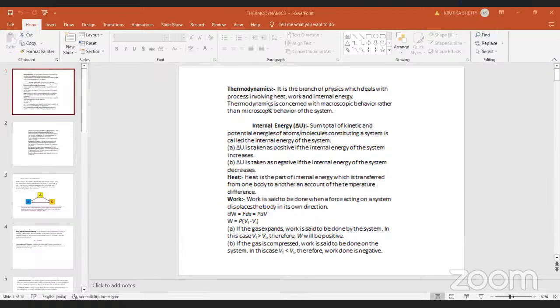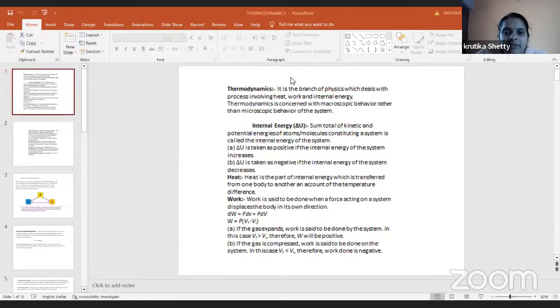So thermodynamics is concerned with the macroscopic behavior rather than the microscopic behavior of the system. What do you mean by this? There are some quantities which are referred to as macroscopic and some as microscopic. Thermodynamics deals with the macroscopic behavior. Let us see what the macroscopic properties are.